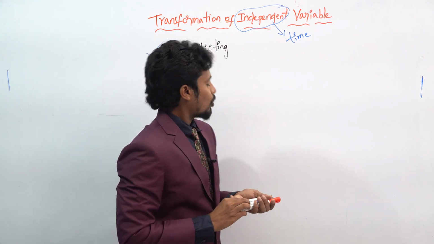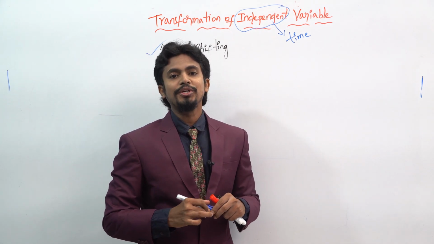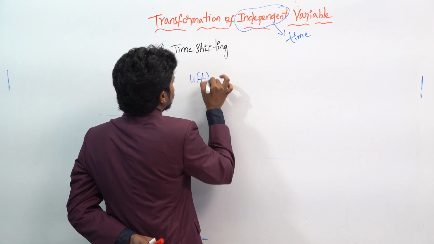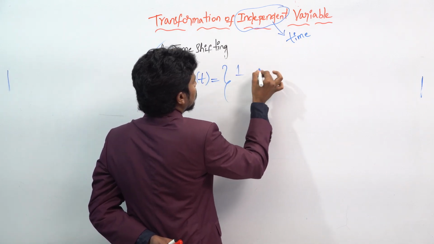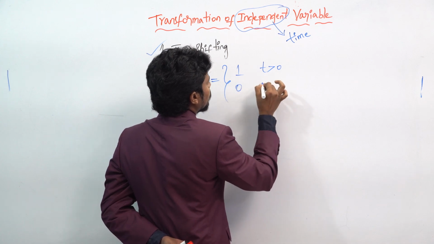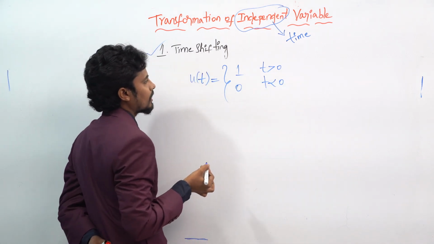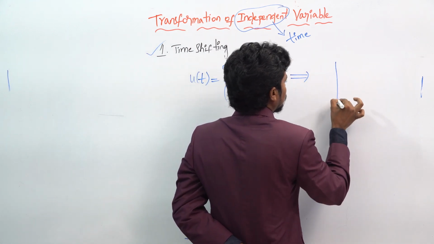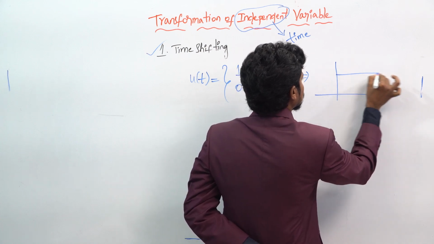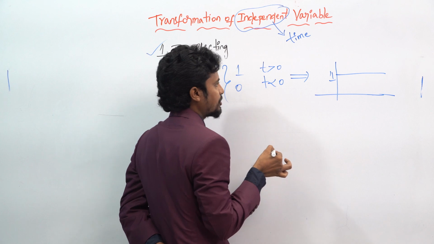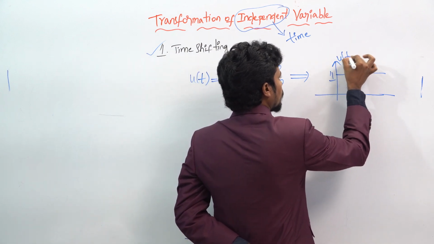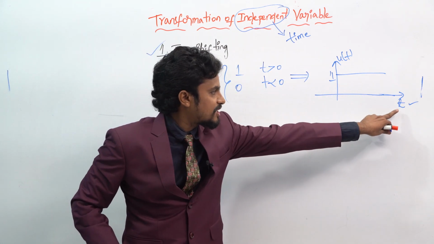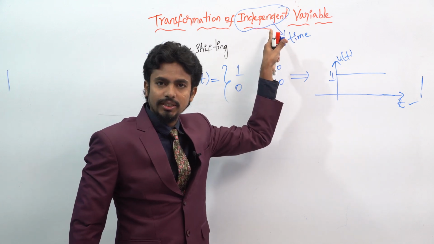For example, you already know the plot for the unit step signal: u of t is equal to 1 for t greater than 0 and 0 for t less than 0. The plot looks like this. Here this is the magnitude, here this is u of t, and here this is t. Here t is said to be our independent variable.